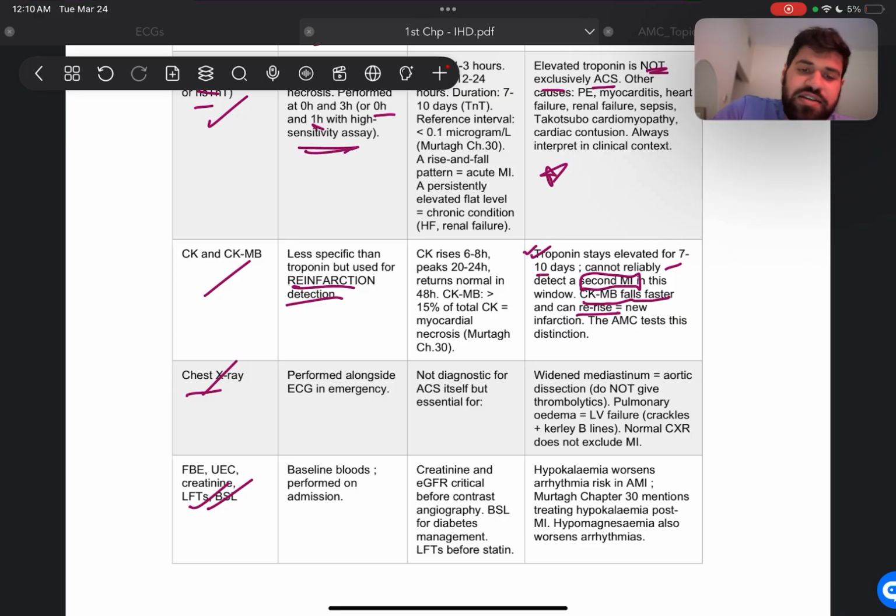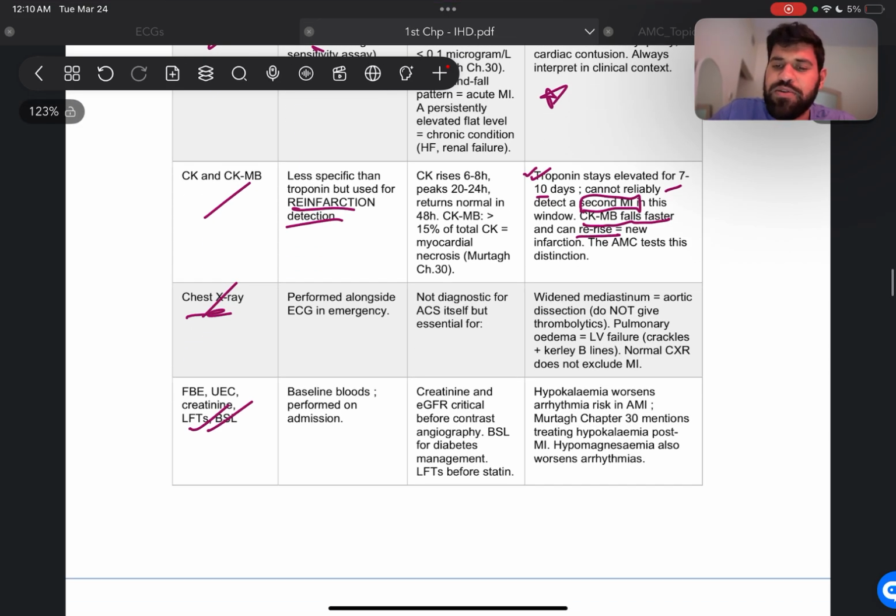Chest X-ray, you can see a boot-shaped heart, a widened mediastinum, aortic dissection, do not give thrombolytics. Pulmonary edema, which means left ventricular failure. A normal chest X-ray does not exclude MI.